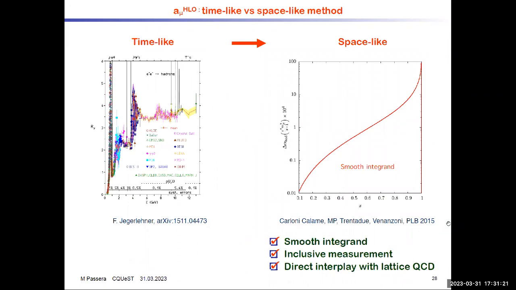And this is just a commercial. Look at the integrand in the two cases. This is the integrand for the time-like, the usual approach, and this is the integrand in the space-like. If it's space-like, there are no resonances, right? It's a smooth integral. The only problem is that you have to measure this very, very precisely. And now I show you how precisely.